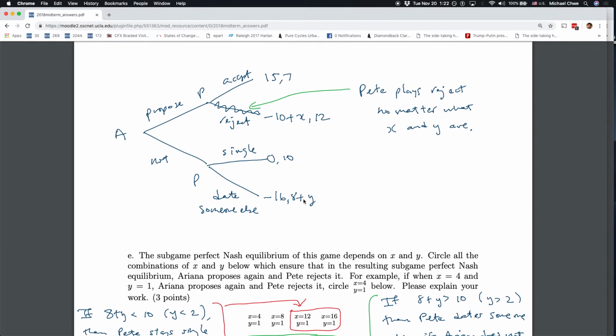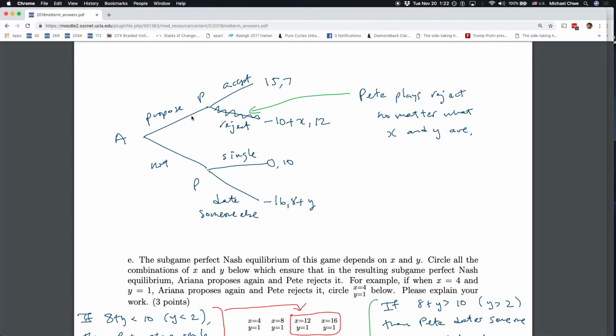Another way to think about it is, look, if you're Nikki and you want to embarrass Ariana by proposing, you want to make it so by proposing it's better than not proposing, right? So you could crank up X. Cranking up X will definitely work, right? If I made X 1,000,000 or something like that, Ariana will definitely propose, yes? But I don't have to crank up X as much if I do what? Oh, so hold on. Is that right? If I can make Pete date somebody else, do I have to crank up X as much?